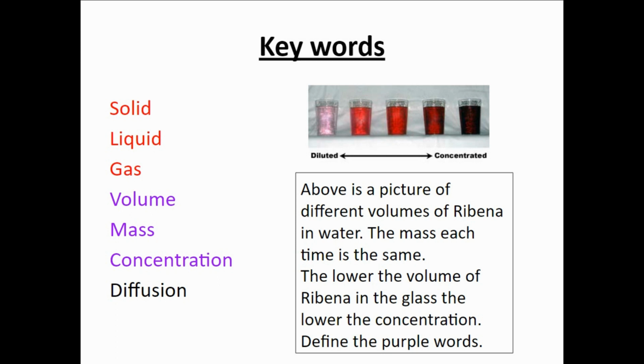Volume is the amount of space something takes up. Mass is how much substance you've got, how many particles. And the concentration is how much mass you've got per unit volume, how much mass there is per litre.